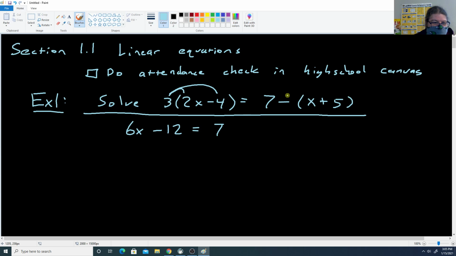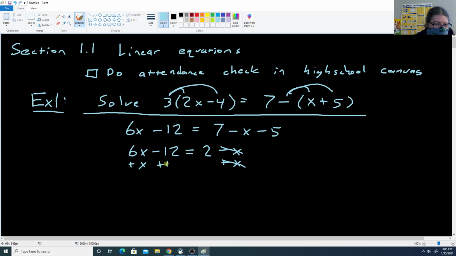That equals 7. And on this side, we have to distribute the negative sign. So that'll be 7 minus x minus 5. We'll combine like terms, so we get 6x minus 12 equals 7 take away 5 is 2, so 2 minus x. We're going to get all the x's on one side, so I'll add the x across. It'll cancel over here. And this negative 12 that doesn't have an x, I need to add positive 12 to both sides to move it back across. So 6x plus another x is 7x. That equals 2 plus 12 is 14.